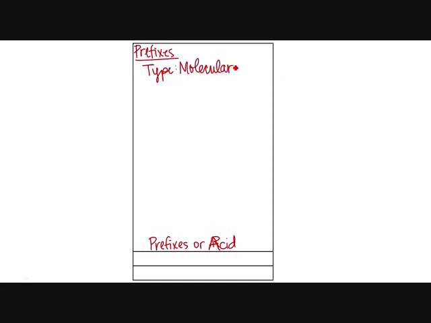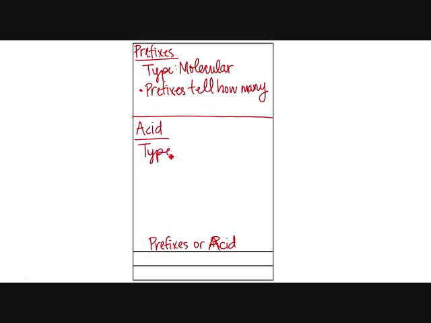So this one is pretty quick and pretty simple. Remember that the prefixes tell how many of each atom. Okay, so if it's dinitrogen, there's 2 N's, like that. No big deal. That's all it is if it has prefixes. Okay, then what if it has the word acid in the name? Then the type of compound is, yes, you guessed it, an acid.